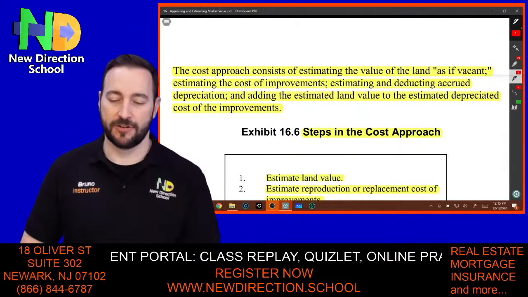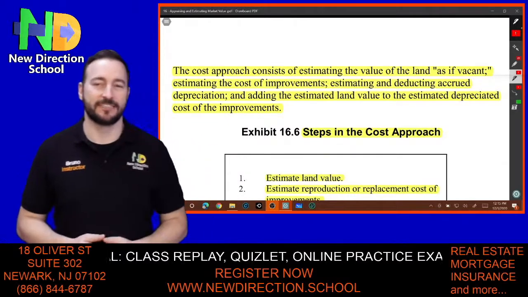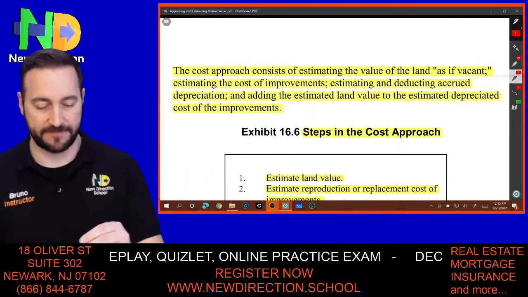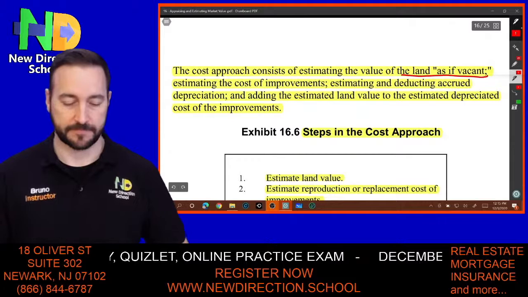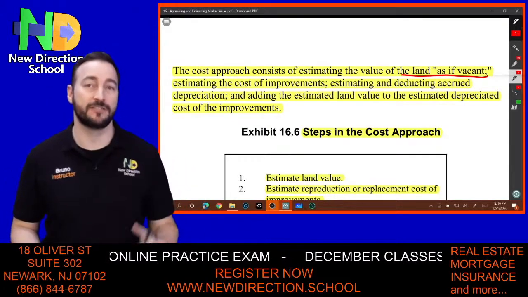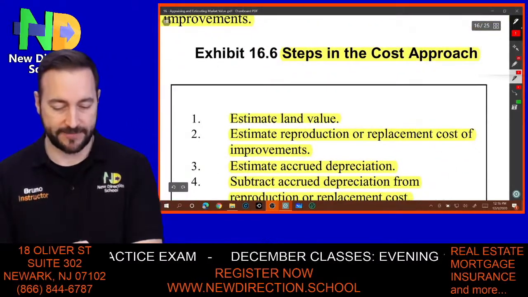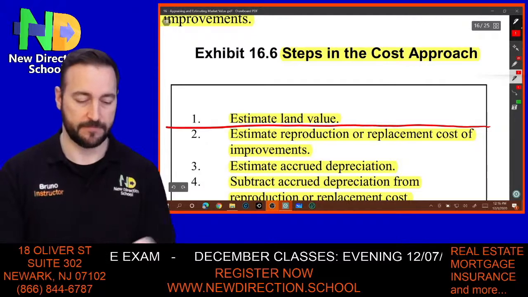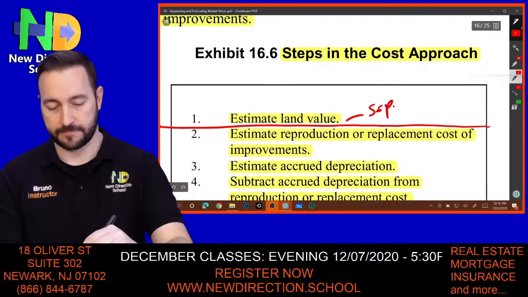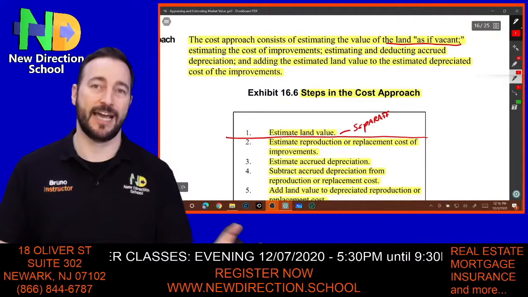All right, so the steps to the cost approach. The cost approach consists of estimating the value of the land as if it was vacant. So land is calculated separately. And by the way, out of all the approaches, this is the only one that has this value separate. The only one that estimates the value separately and then adds it at the end.